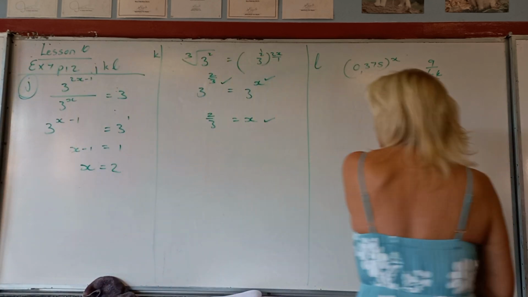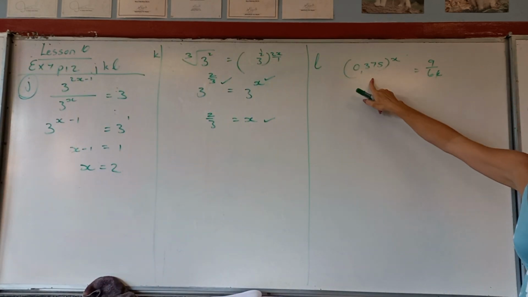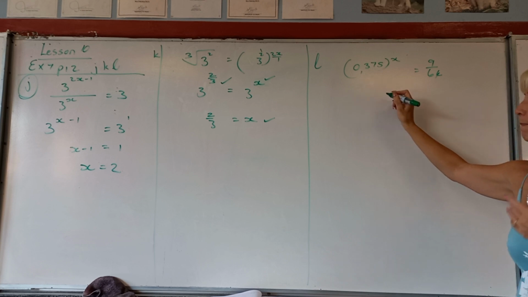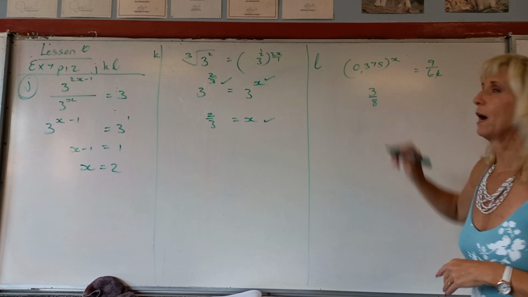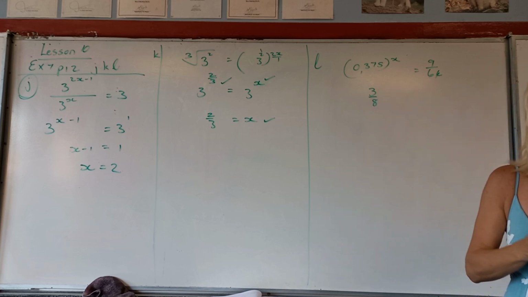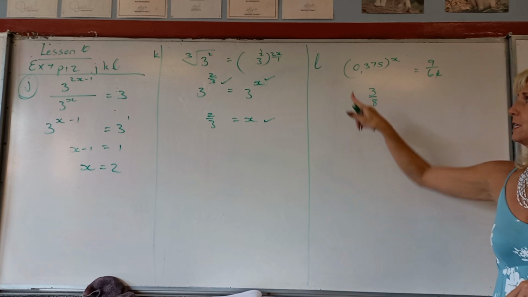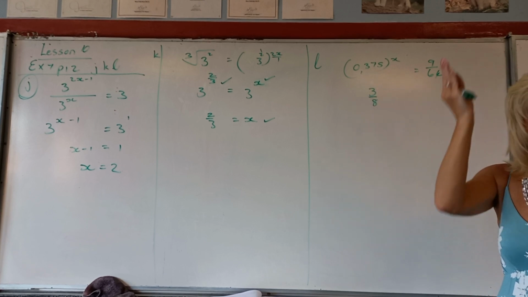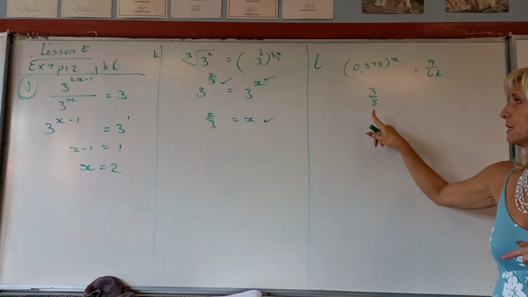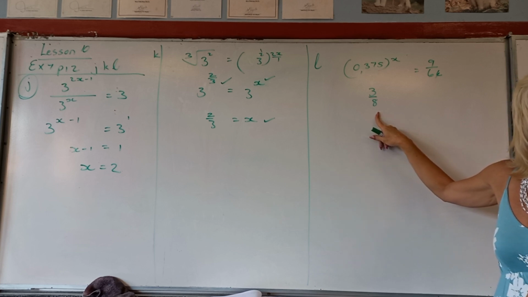Number L has got something different. How do we treat a decimal? And that is? How did you get that? Calculator. Old school is to say 375 over 1,000, and then finding something that can go into the top and the bottom until I simplified it to 3 over 8.